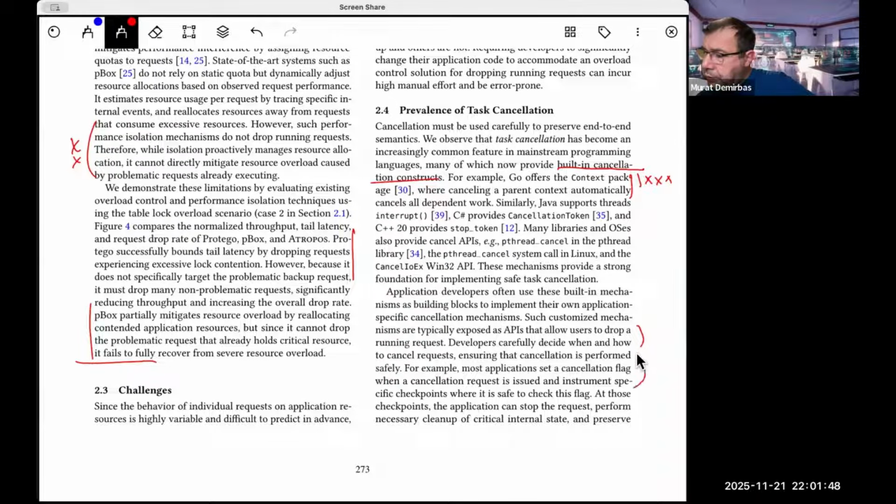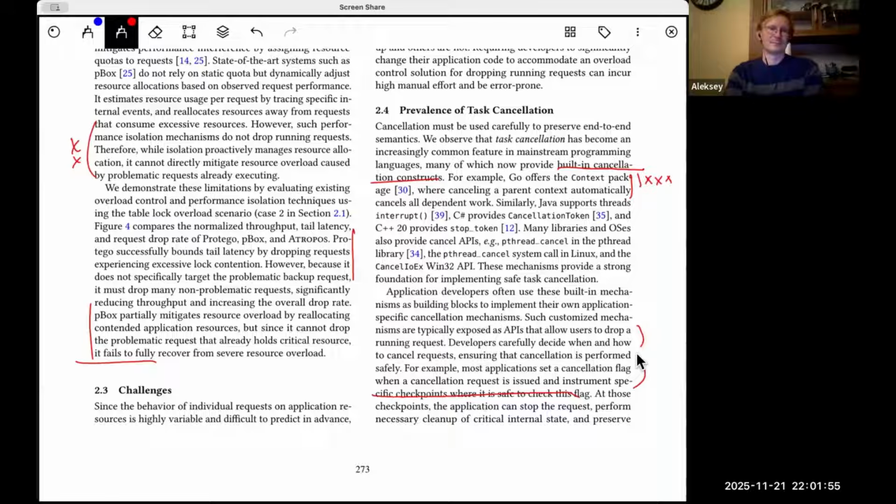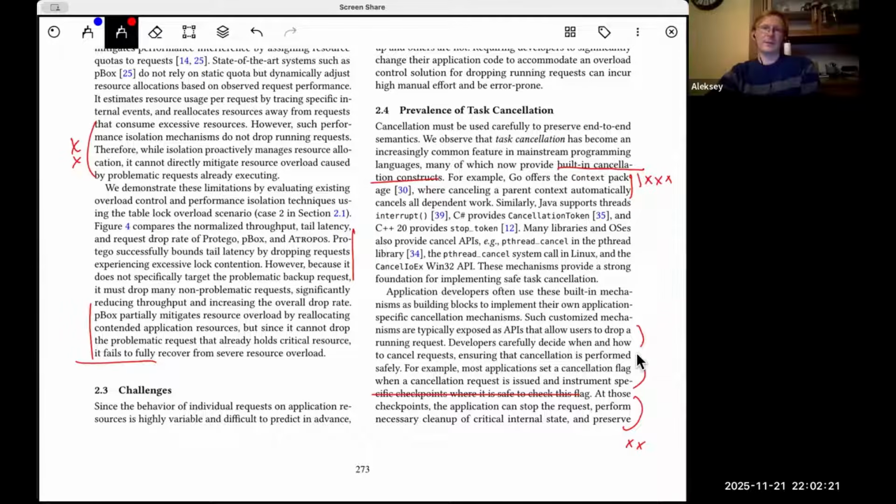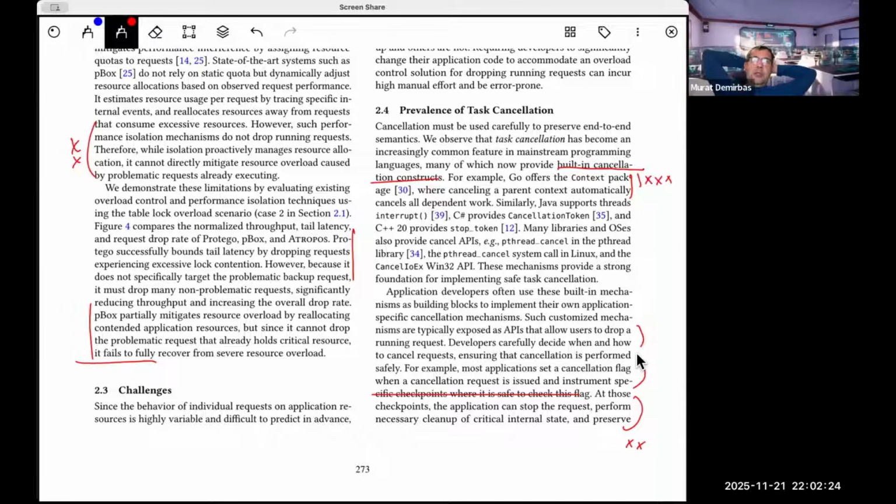Set a cancellation flag where a cancellation request is issued, and check this flag where it is safe to do so. So the application writer says that, like in the previous example, it's not safe to cancel the backup now, but when it comes to a checkpoint, it's safe to cancel. Is this what it's saying?